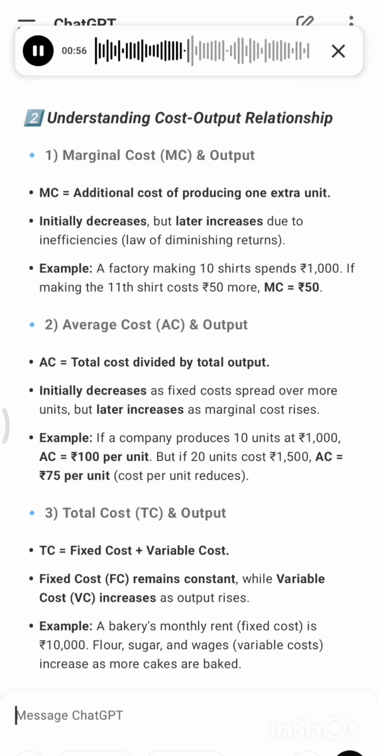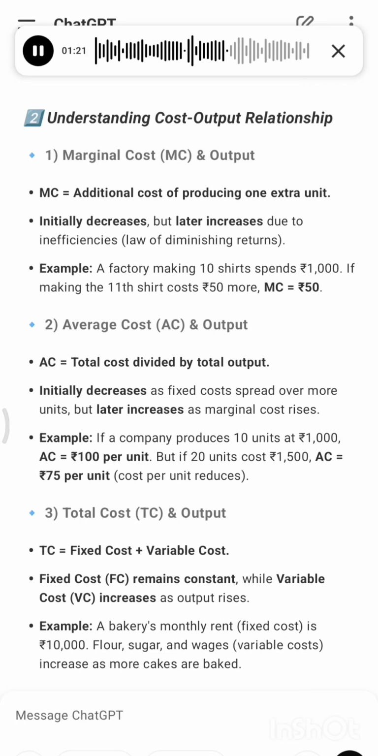2. Average cost, AC, and output. AC equals total cost divided by total output. Initially decreases as fixed costs spread over more units, but later increases as marginal cost rises. Example, if a company produces 10 units at 1,000, AC equals 100 per unit. But if 20 units cost 1,500, AC equals 75 per unit. Cost per unit reduces.